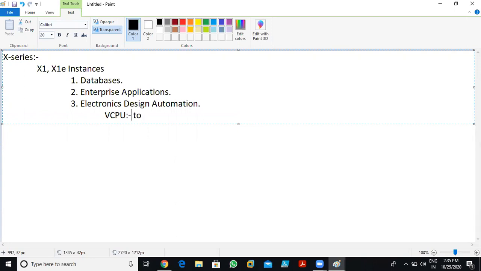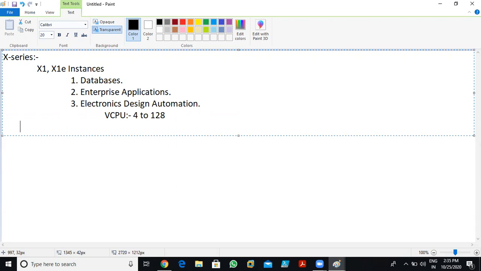4 to 128 in one instance. We can support that many virtual CPUs. If we talk about the RAM, it supports 122 GB to, you can see that so much RAM, the starting range is 122 GB and the end is 3904 GB. You can say it goes to terabytes, approximately 3 terabytes.